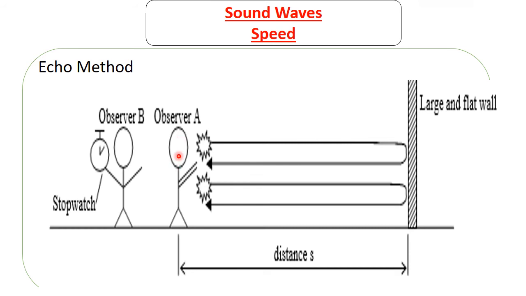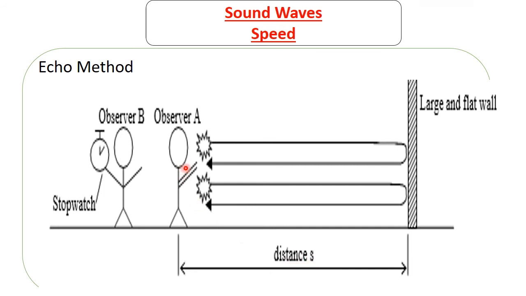And this observer is going to hear an echo. So we're going to calculate the time it takes for the sound to travel from here to here and back to the observer. The distance between observer A and the hole should be measured and recorded as S.